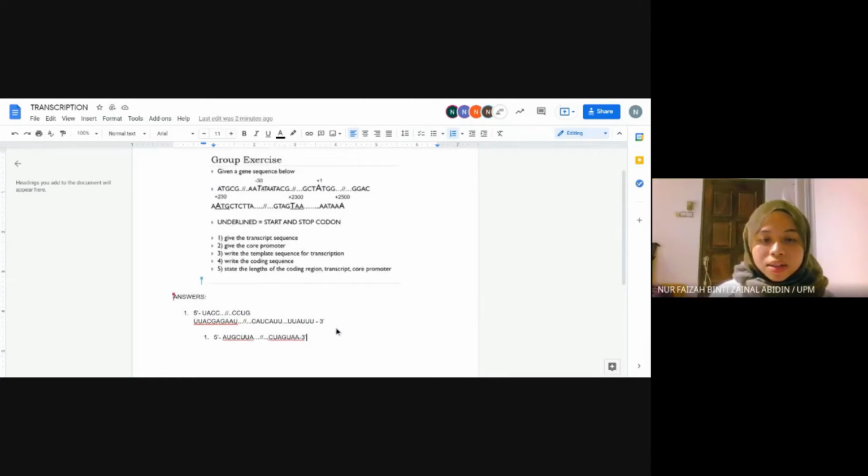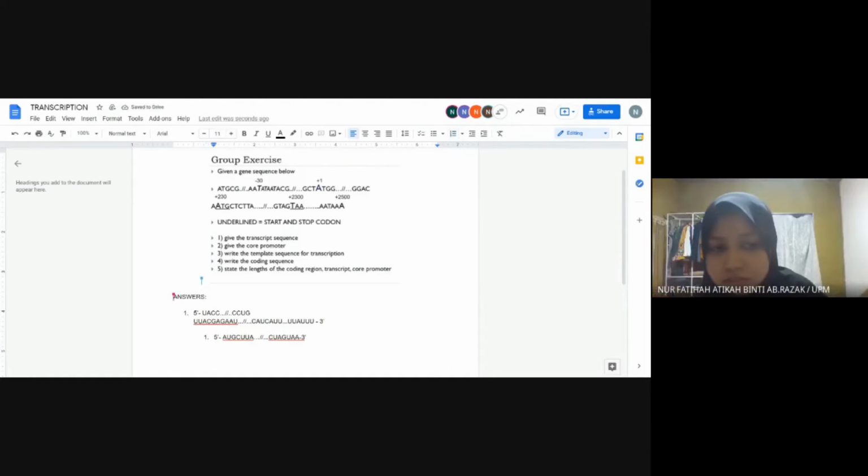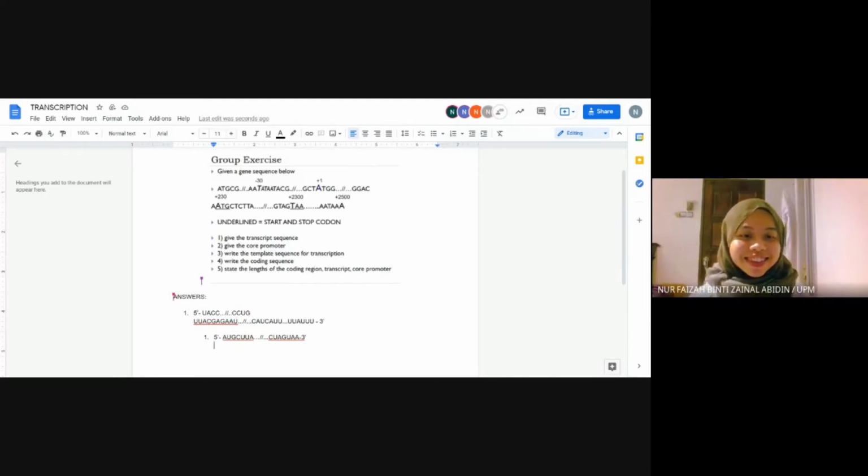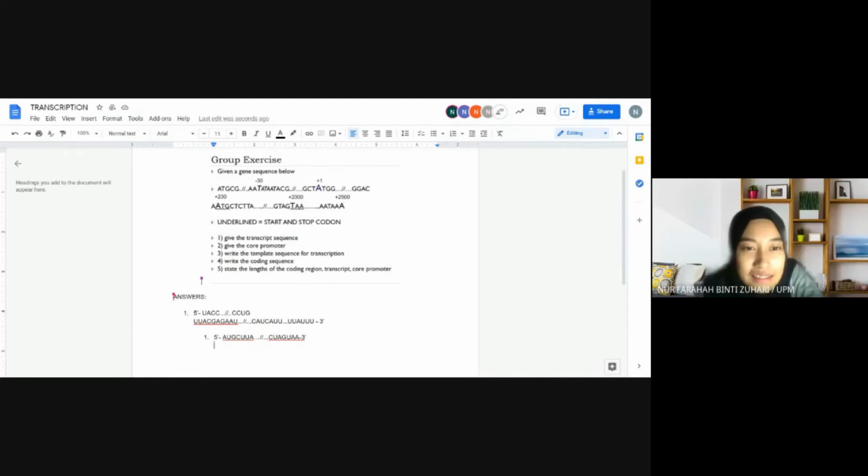Next we are going to answer the second question. Give the core promoter. Does anyone want to share their opinion? What is the core promoter? Can I try? Sure. The core promoter, we know that it is the TATA box. So it will start with that TATA, you can see there it's -30, from there to +1 before the transcription happens.